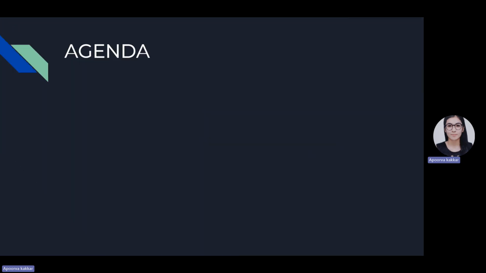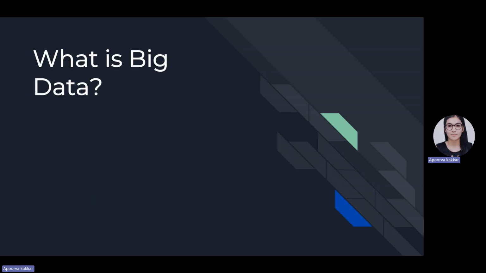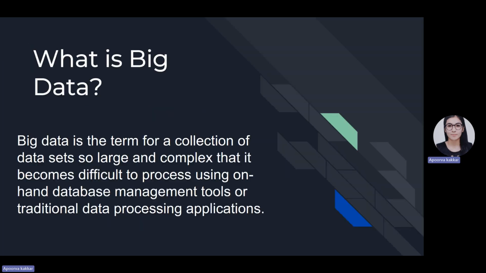Before going forward to Databricks, we will first cover what is big data, and then the introduction to Hadoop, then the switch from Hadoop to Apache Spark, then Databricks SQL, and then writing SQL queries. So let's start with what is big data. Big data is data so large and complex that it becomes difficult to handle with traditional database management systems such as RDBMS.